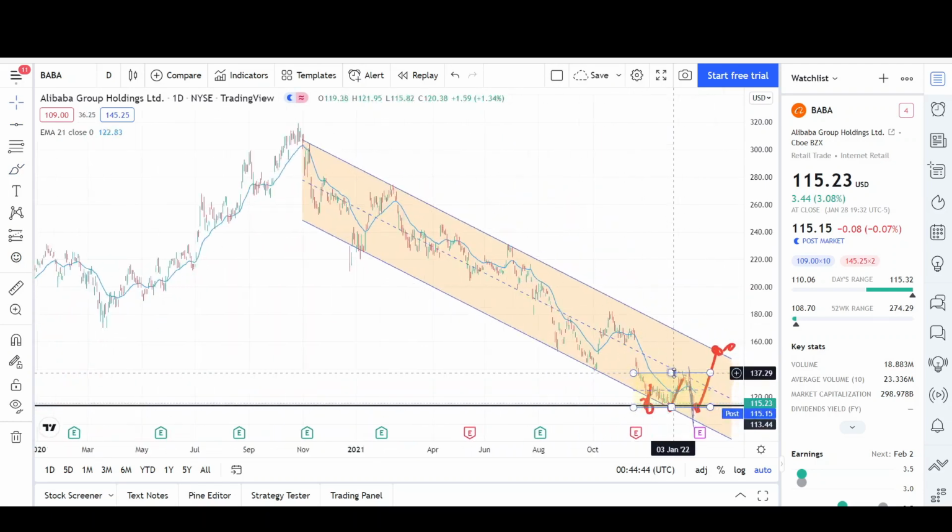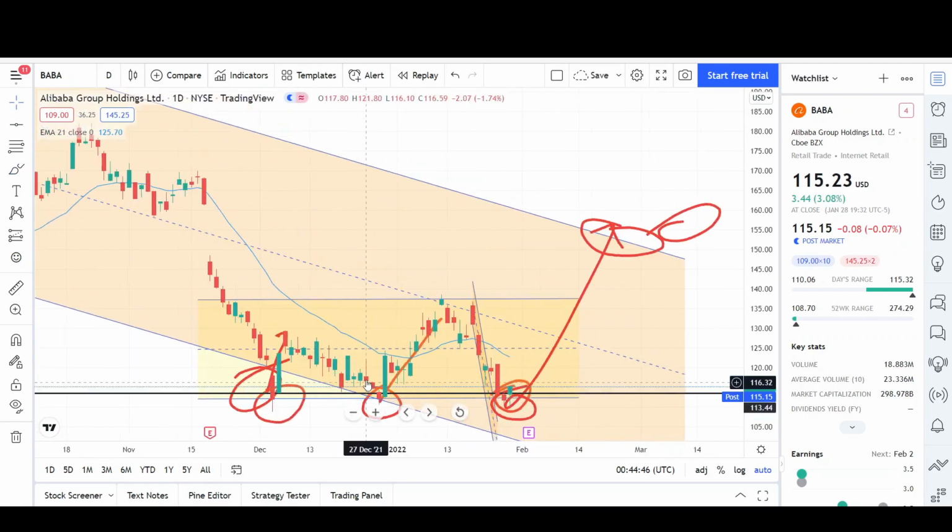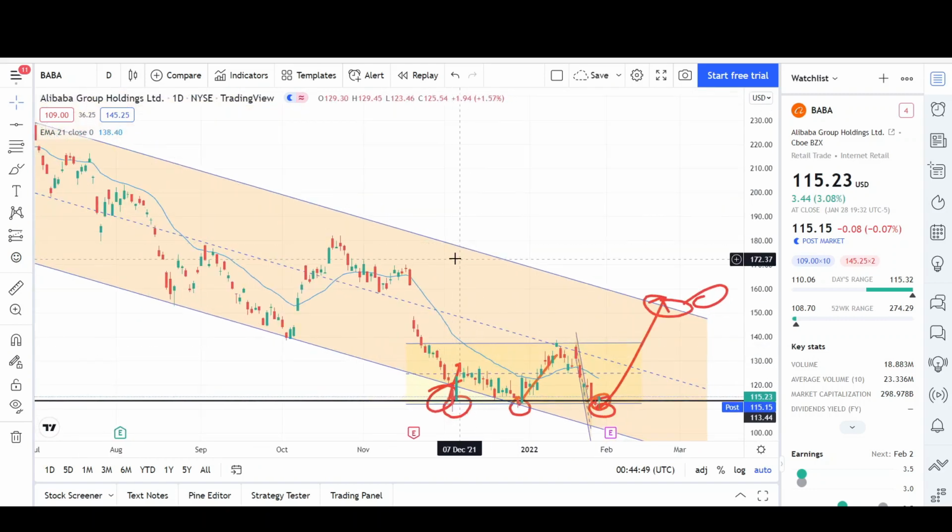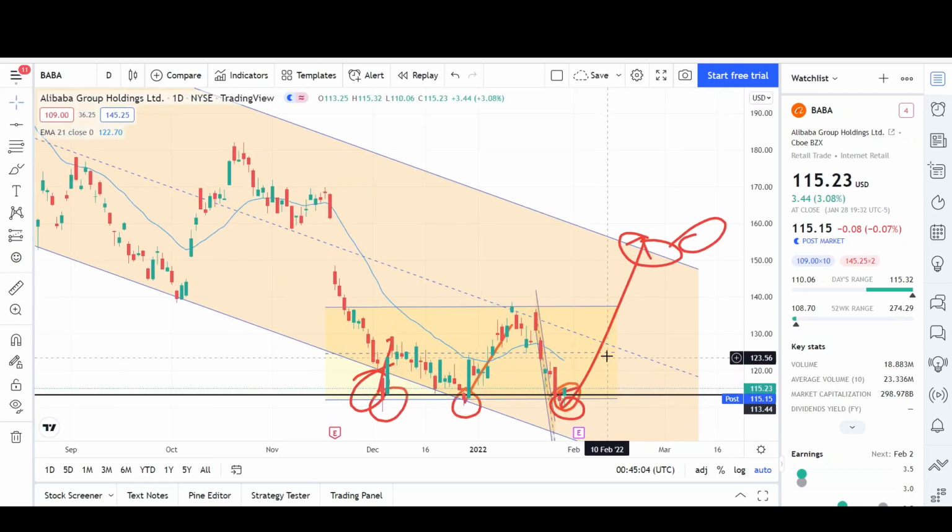Normally bottoms do kind of look like this. However, we are inside of a channel, so a downtrend channel, so that's why I don't put too much stock into this bottom formation. So we'll have to wait to see what Baba wants to do. But I'm a little bullish.